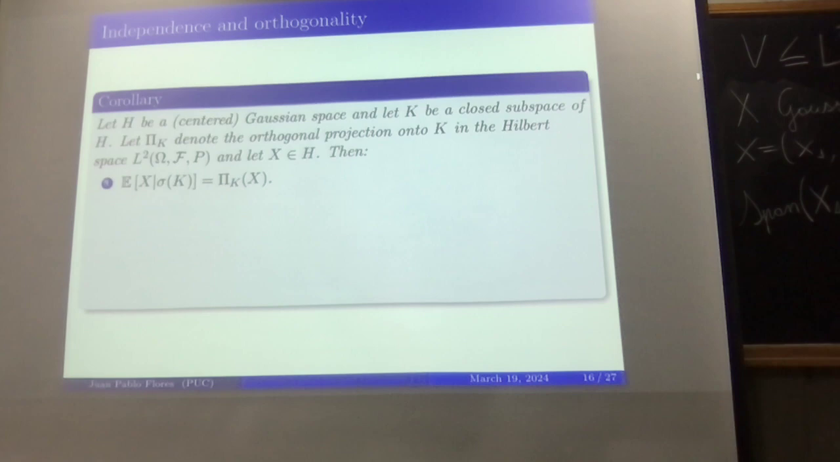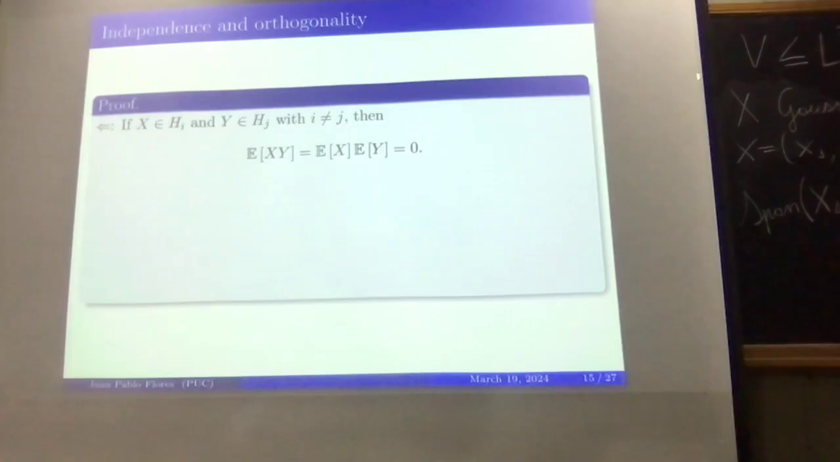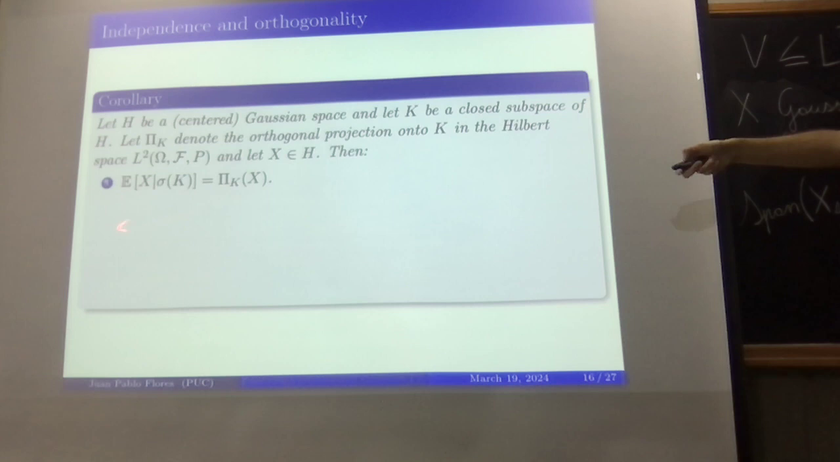So a corollary from this equivalence between orthogonality and independence is the following. Well, if we start again with a parent Gaussian space H, and we take a closed subspace K from this H, and we denote by pi_K the orthogonal projection onto K, orthogonal projection in the, well, L2 is Hilbert, so this is well defined, and take X in the parent space H, then the conditional expectation of X given sigma(K), the sigma algebra generated by K, is going to be the orthogonal projection.